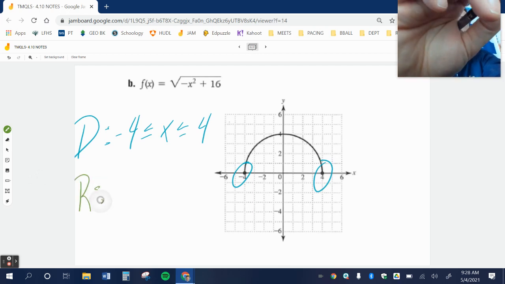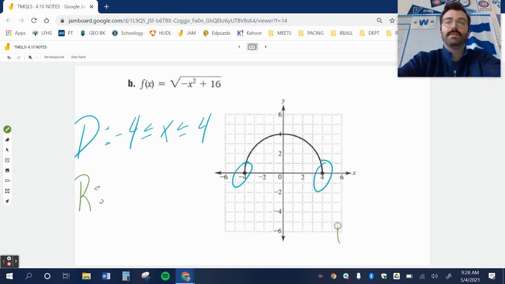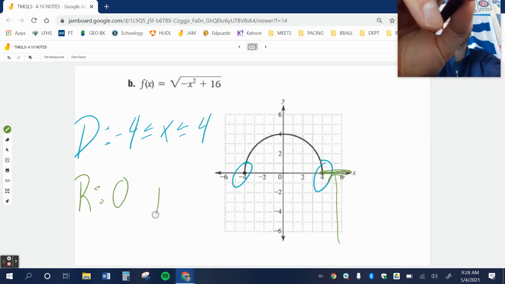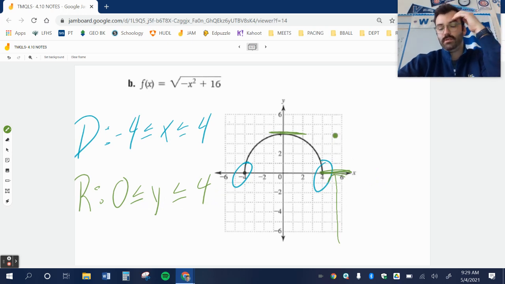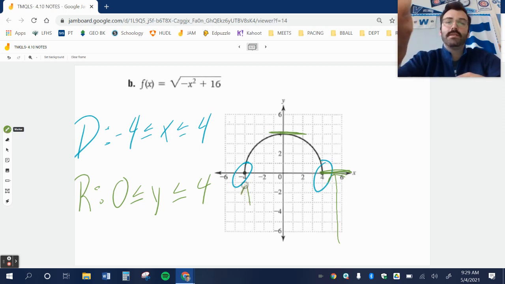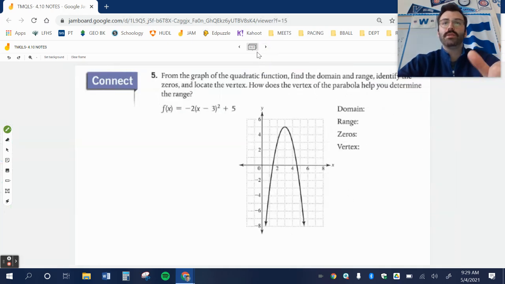Range, I read from bottom to top. The smallest possible y value is 0. The highest possible y value is 4. And y is in between the two of them, and y can equal the two of them, just like that. So the range is from 0 to 4. Are there going to be times where this will not be equals? Yes, there will be times like that, and those times will happen when these are open dots. We're going to do the connect portion as a whole class.